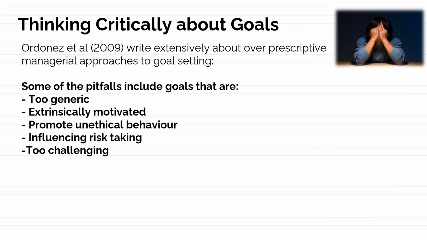There's a whole literature base around setting targets, and I wanted to draw your attention to the work of Ordonez et al., who are thinking critically about goals. They write extensively about being over-prescriptive, where there might be too many managerial approaches to goal setting. And some of the pitfalls are outlined here. Could you think of an example about where this might apply in your context? Have you ever been told to just keep doing what you're doing and being given that as a goal or a target? How did you feel? Were you frustrated? Maybe you didn't have a mentor who could break down and articulate next steps for you.